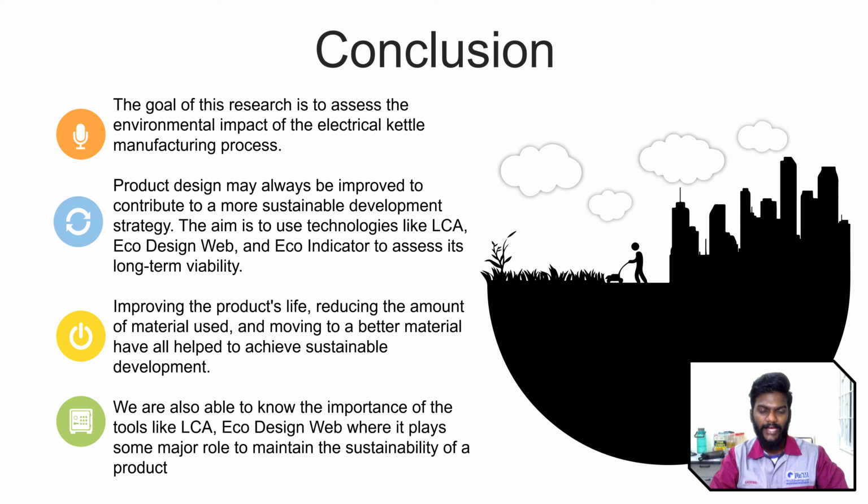So I would like to conclude this topic by pinpointing a few points that we have presented before. For example, the first point is that the goal of this research is to assess the environmental impact of the electric kettle manufacturing process. The second point is that product design may always be improved and contribute to a more sustainable development strategy. The third point is that improving the product's life, reducing the amount of material used, and moving to a better material have all helped to achieve sustainable development.